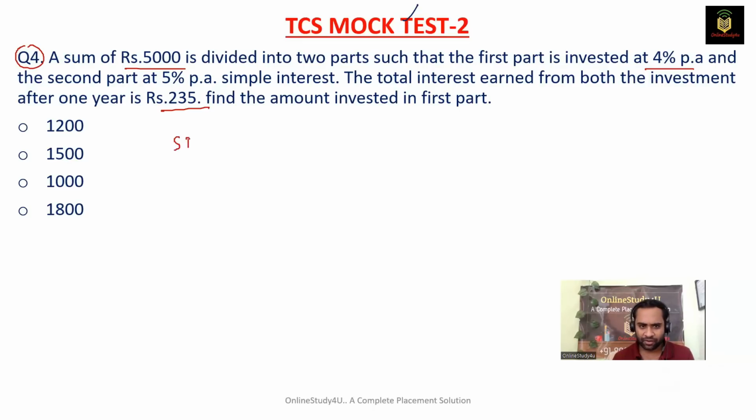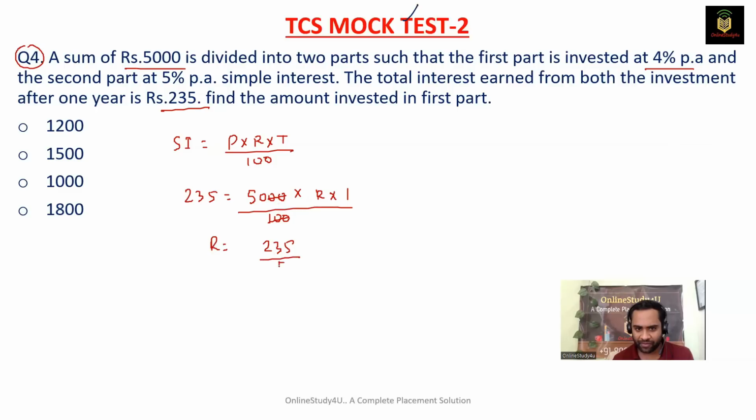Okay, now you know the formula for simple interest. This is a simple and compound interest problem. PRT by 100. Simple interest is 235. Principal is 5,000. Rate is what we have to calculate. Time is 1 year, right? And then divided by 100. So 100 and 100 will get cancelled. Rate is 235 divided by 50. So 5 4s are 20 and 5 7s are 35. So 4.7.